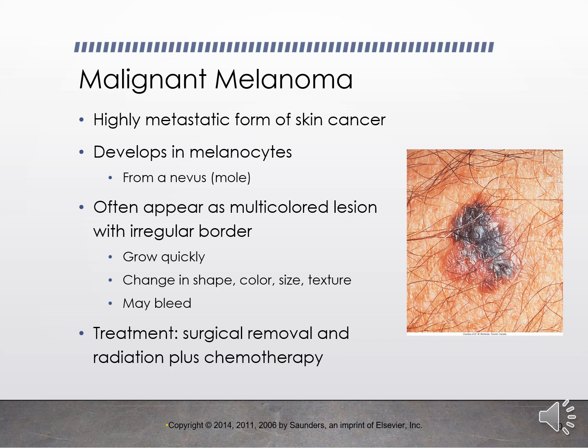It develops in the melanocytes of the epidermis and it forms a mole. It spreads through the lymphatic and vascular systems and metastasizes to the regional lymph nodes, to the skin, liver, lungs, and central nervous system. It looks like a multicolored lesion with an irregular border. It grows really quickly. It changes in shape, color, size, or texture. It might bleed. The treatment here is surgical removal and then radiation and/or chemo, especially if it has spread.